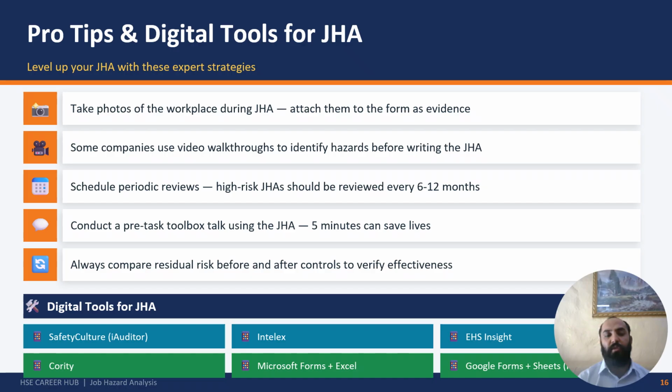And for tools, if you are just starting out, an Excel spreadsheet is absolutely fine. As you grow, look at platforms like Safety Culture, which is also called iAuditor. It lets you do the JHA on your phone, attach photos, get digital signatures, and track everything. I'll put a free JHA template in the description, Excel format, so you can start today.